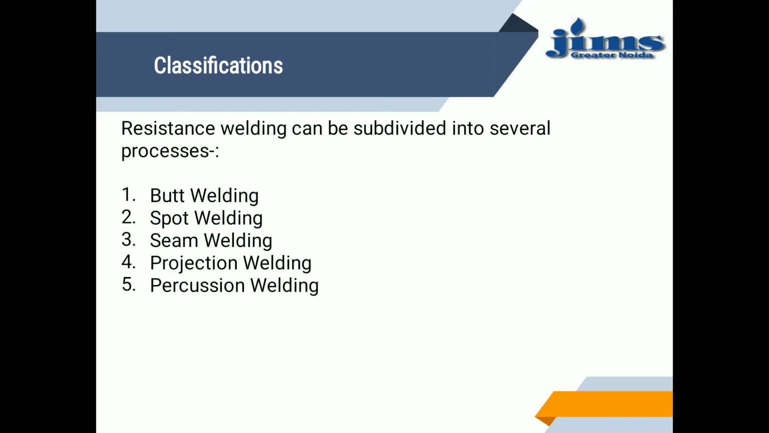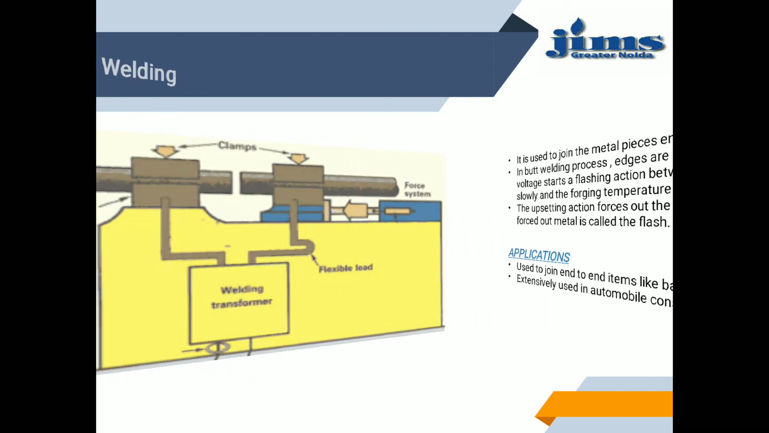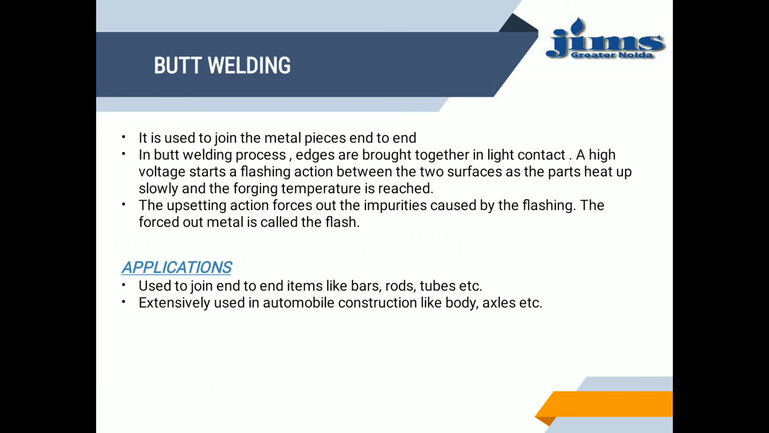Resistance butt welding. Let us start with this, as shown in the diagram. A flexible lead is used, and a welding transformer is used to supply the current. A force system is implemented on it, where one plate is fixed and another is a movable plate. So we apply a force by the movable plate system. It is used to join metal pieces end to end, as it is butt welding.